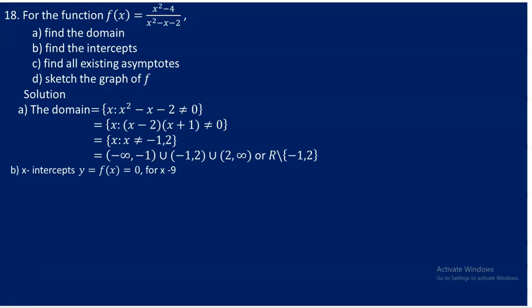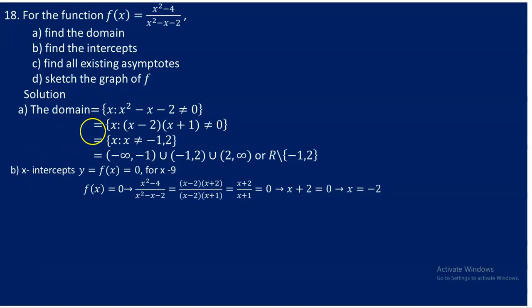And coming to B, it says find the intercepts, students. How are you going to find the intercepts? We do have two intercepts, x and y. So in order to find the intercepts, what we need to do is the following. Let's find first the x-intercepts. The x-intercepts for this can be obtained as follows. f of x equals 0. The x-intercept is obtained by making y 0. So make f of x to be 0.